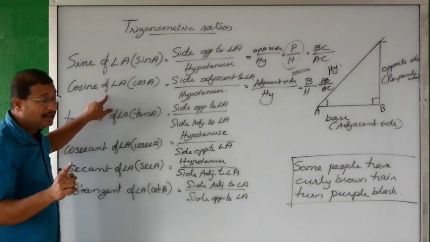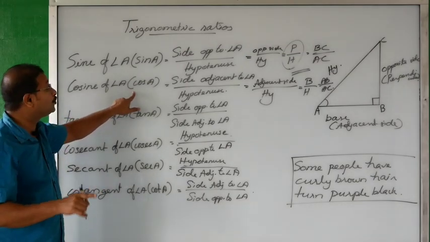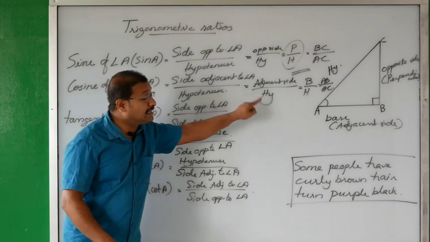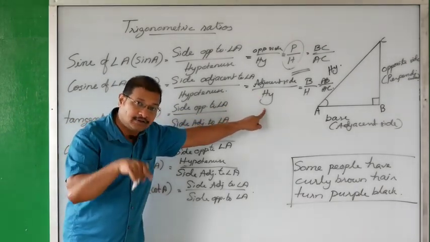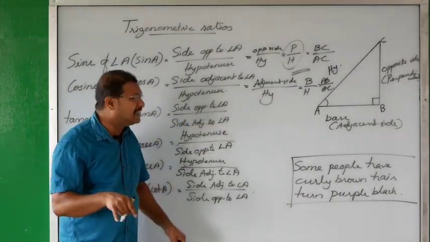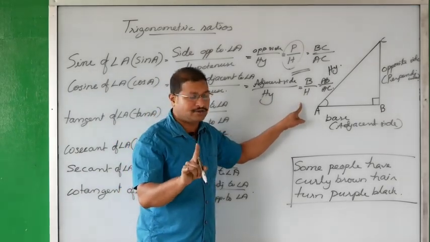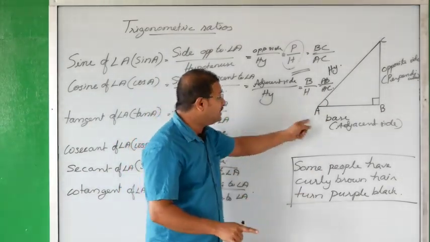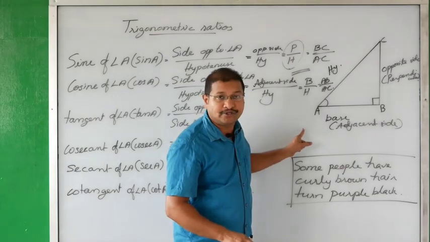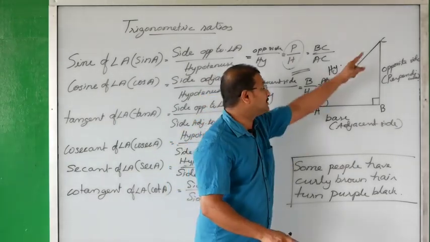I'll tell one more time. Cosine of angle A, we call it cos A. Cos A equals adjacent side by hypotenuse. Otherwise, adjacent side means base, so base by hypotenuse. According to this diagram, base is AB and the hypotenuse is AC.